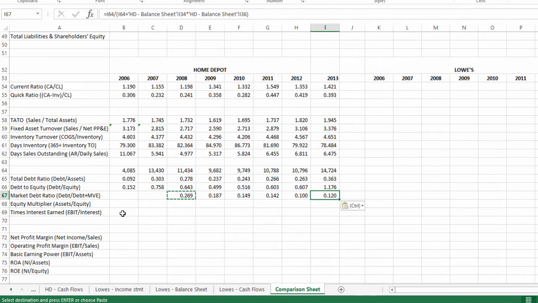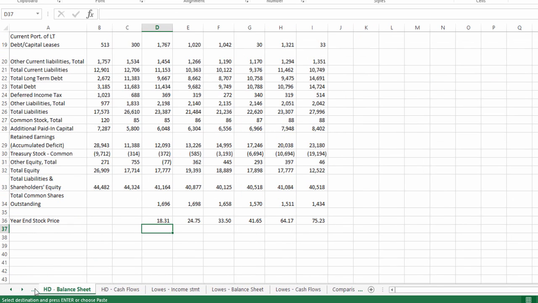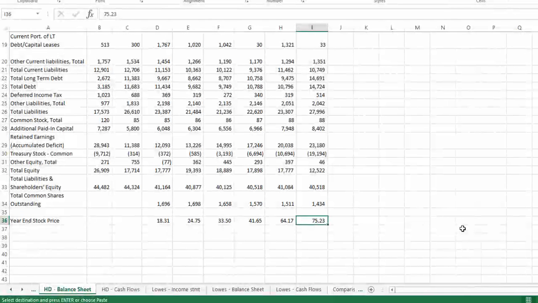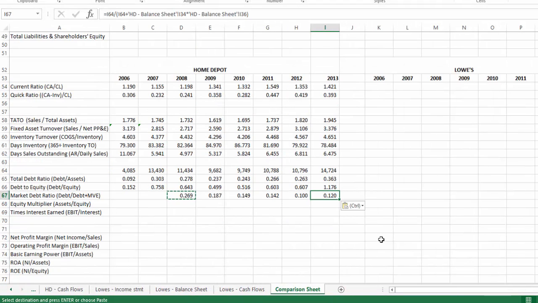So let's just go back to that sheet I calculated this stuff from. The stock price has gone from 18 to 75, and currently it's over $100 a share. So the market value of equity has grown substantially. And if we're looking at debt in terms of market values, then we don't see quite the same picture of an exploding use of debt. In fact, it's gone down as a proportion of market values.